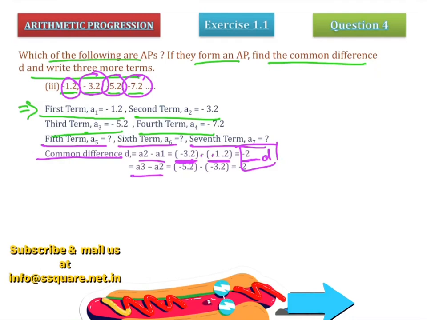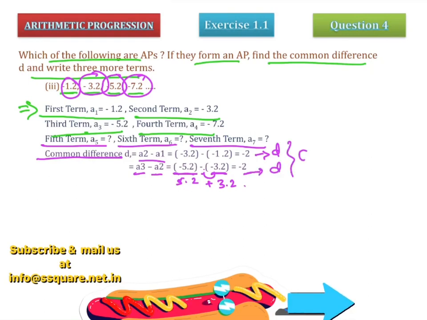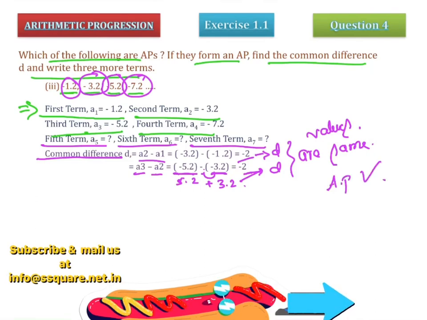Now A3 minus A2. This is A3 minus A2, minus 5 by 2 minus of minus 3 by 2. So it becomes minus 5 by 2, minus into minus plus 3 by 2. So it becomes minus 1 again. So both the D values are the same, minus 1, minus 1. So it is an AP, definitely it's an AP, because the difference between these numbers is the same.